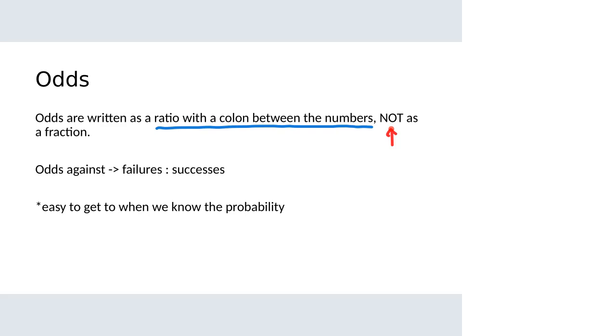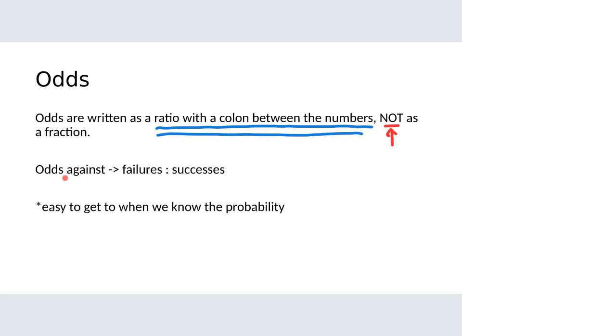There are books out there that do write odds as a fraction. I don't like that though, because then it's easy to get confused between, well, is this supposed to be odds or is this supposed to be probability? That's not going to be an issue for us, because if it's a fraction, we know it's a probability, and if it's odds, we are not going to write it as a fraction. Instead, we're going to write it as a ratio with a colon between the numbers. You'll see what that looks like after we do an example, but it's pretty straightforward.